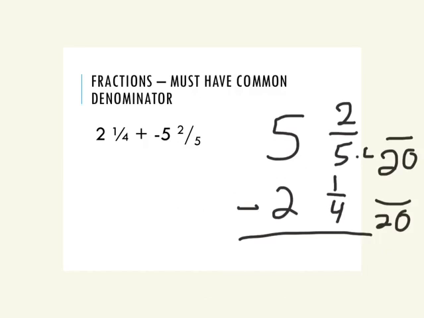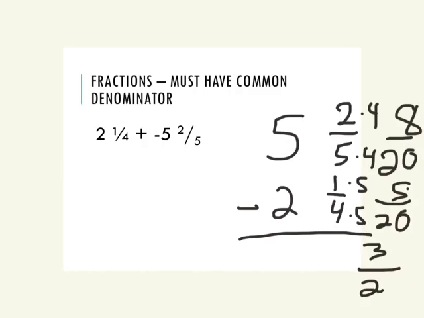So I'm going to multiply the first fraction by 4 because 5 times 4 is 20. So that's going to make the new top be 8. And I'm going to multiply the bottom by 5 because 4 times 5 is 20. So that makes the top become 5. Now, 8 twentieths minus 5 twentieths is 3 twentieths. And 5 minus 2 is 3.